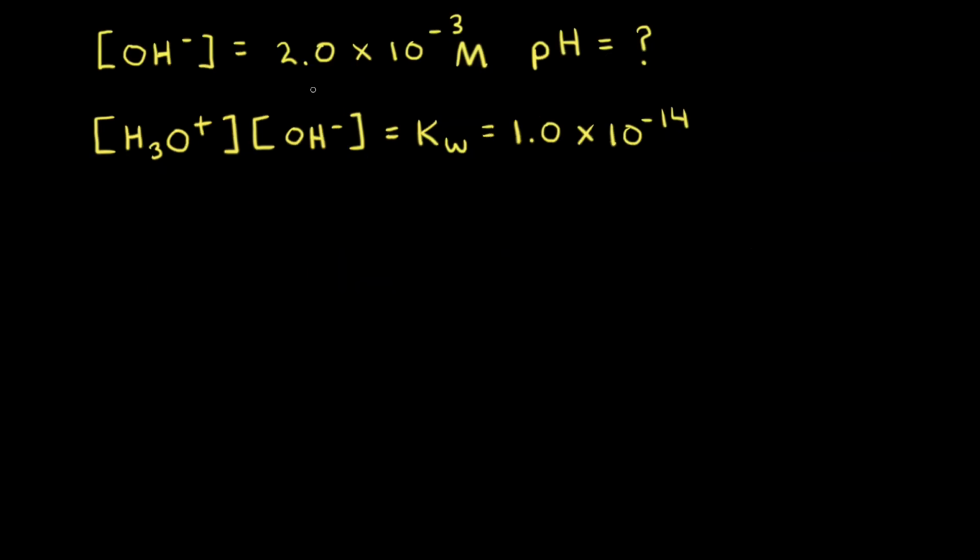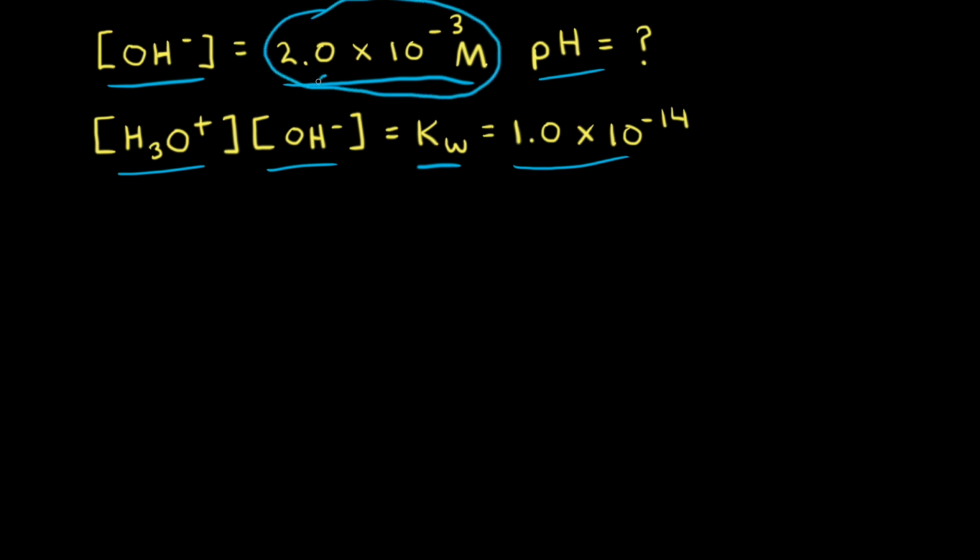Let's say we have some cleaning solution at room temperature, which is 25 degrees Celsius, and the cleaning solution has some ammonia in it. The concentration of hydroxide ions in solution is measured to be 2.0 times 10 to the negative 3rd molar, and our goal is to calculate the pH of the solution. The first step is to use the Kw equation, which says that the concentration of hydronium ions times the concentration of hydroxide ions is equal to Kw, which at 25 degrees Celsius is equal to 1.0 times 10 to the negative 14th. We can go ahead and plug in the concentration of hydroxide ions into the Kw equation.